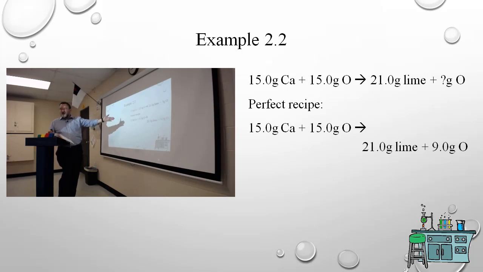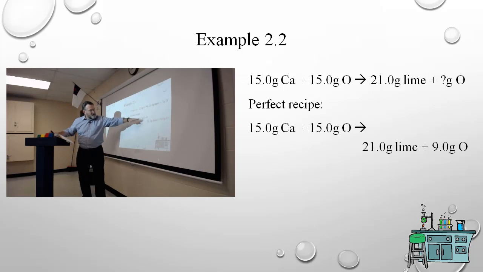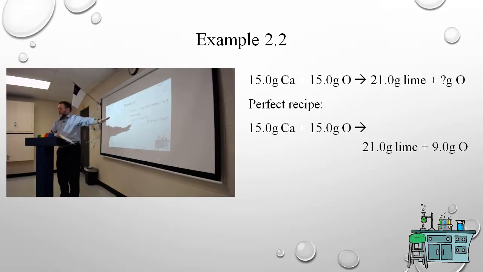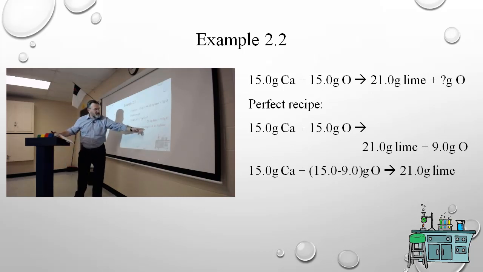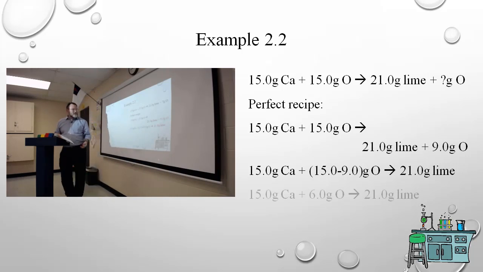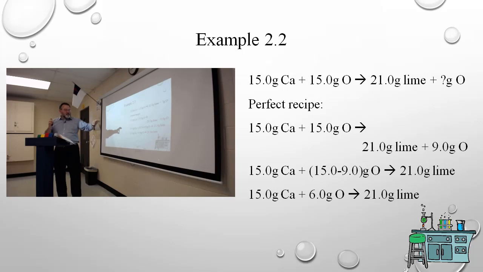So do you see, hopefully everyone, give me a bobble here. Do you see that when you combine 15 and 15 to produce 21 and 9, that you have too much oxygen? And to get rid of that, I need to subtract it out. I subtract the excess. So I had 9 grams too much, so I go back to my reaction, and I subtract the 9 grams out of my reactants, which means that now my perfect recipe is 15 grams of calcium, 6 grams of oxygen, produces 21 grams of lime.